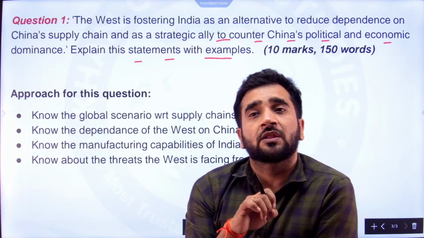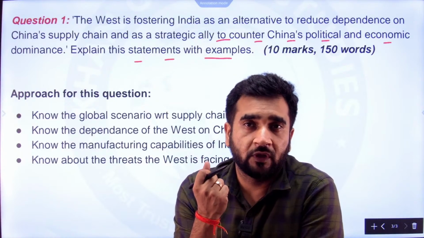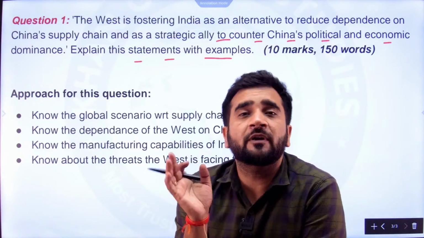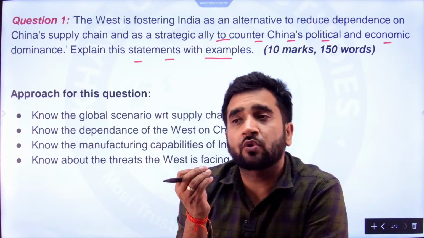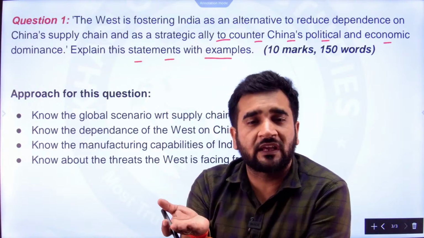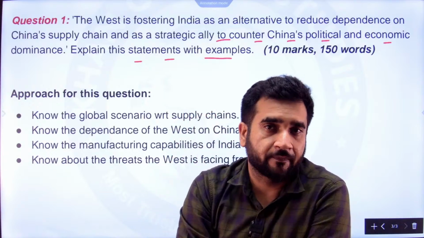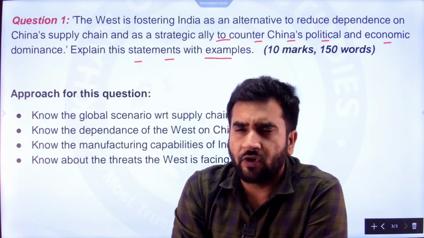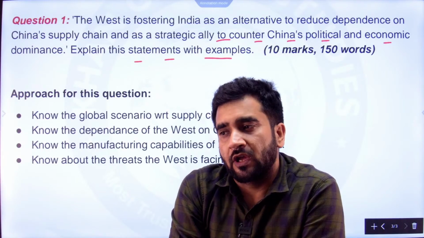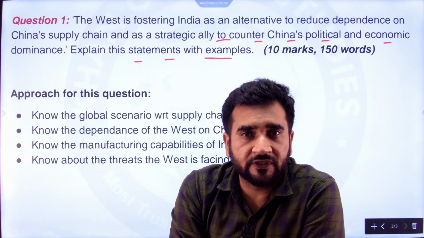World's factory means the goods were being manufactured in China for the entire world. China used to manufacture those goods and supply them. Even developed countries, the Western countries, outsourced their manufacturing to China. Now, this is, I would say, a universal phenomenon. As you develop, you move more towards the service sector, the tertiary sector. In the secondary sector, there is a lot of utilization of natural resources and a lot of pollution of the environment.